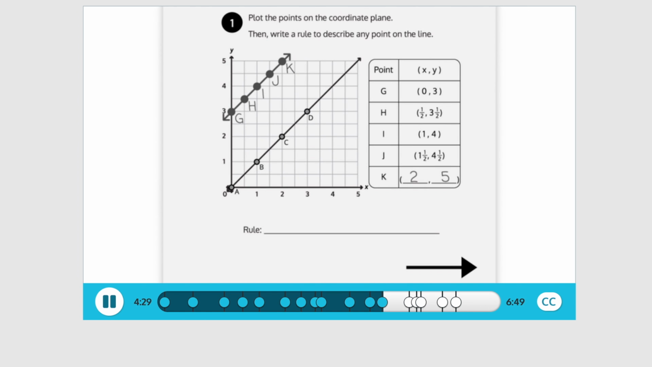We can write our rule as y is 3 more than x. This is true for every point on this line. For example, 3 and 1/2 is 3 more than 1/2. 4 is 3 more than 1. We could also say, add 3 to the x-coordinate to get y. Check your work. Your rule doesn't have to use the same wording as mine, but make sure you describe y as 3 more than x.